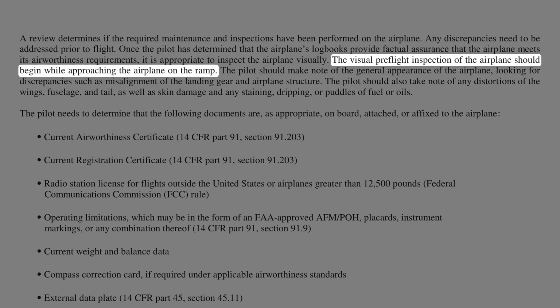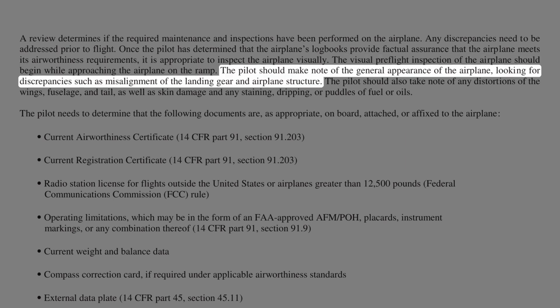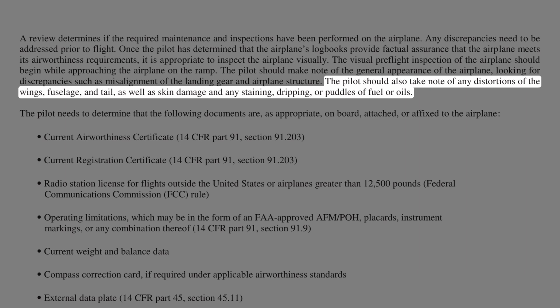The visual pre-flight inspection of the airplane should begin while approaching the airplane on the ramp. The pilot should make note of the general appearance of the airplane, looking for discrepancies such as misalignment of the landing gear and airplane structure. The pilot should also take note of any distortions of the wings, fuselage, and tail, as well as skin damage and any staining, dripping, or puddles of fuel or oils.